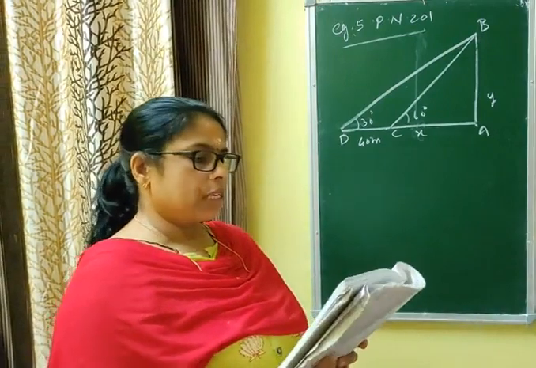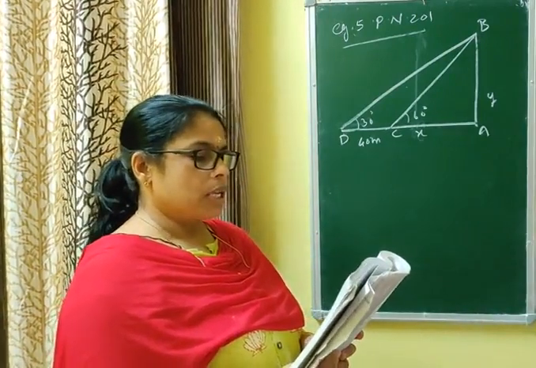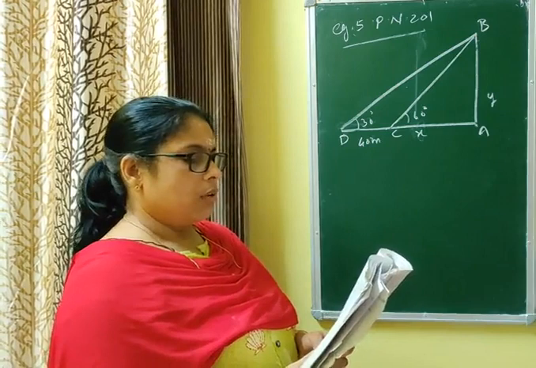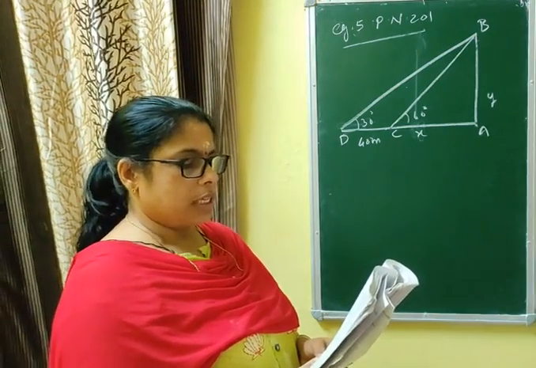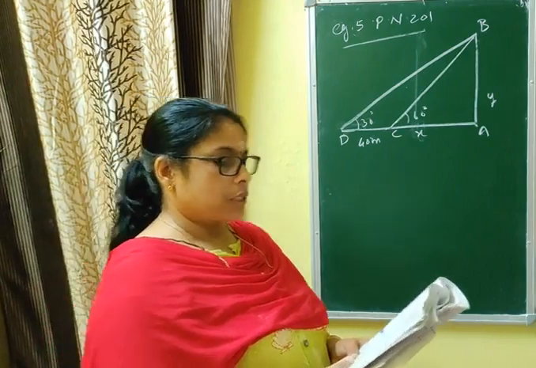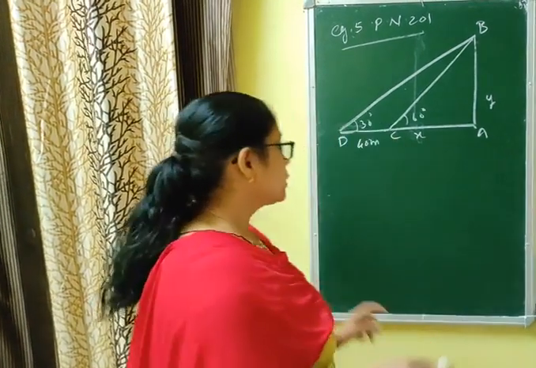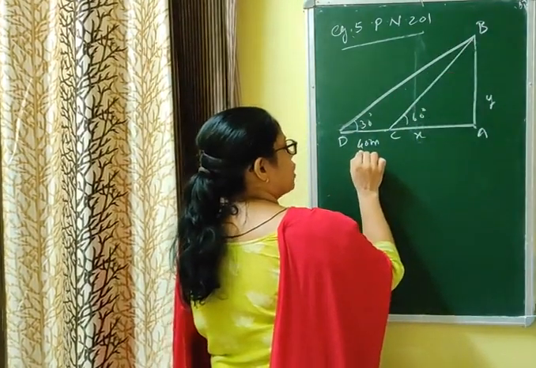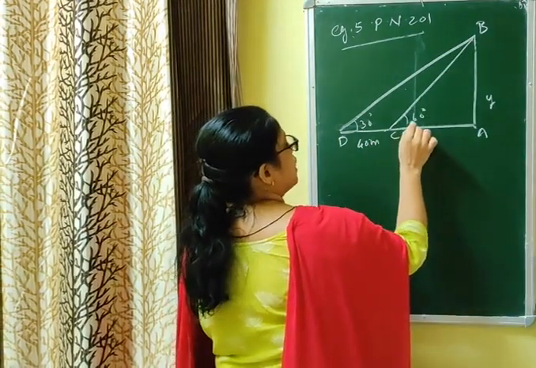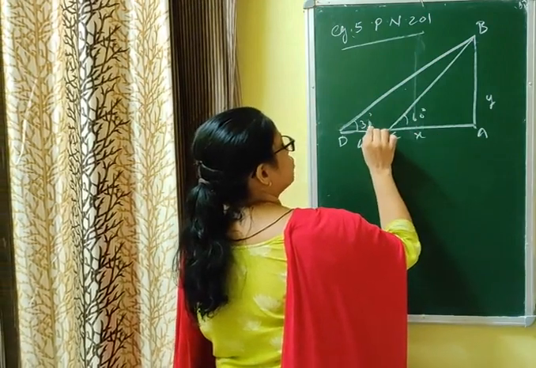I am reading the question. The shadow of a tower standing on a level ground is found to be 40 meter longer when the sun's altitude is 30 degree than when it was 60 degree. Now find the height of the tower. You are given that there is a tower. The shadow of the tower is 40 meter longer when the sun's altitude changes from 60 to 30 degree.